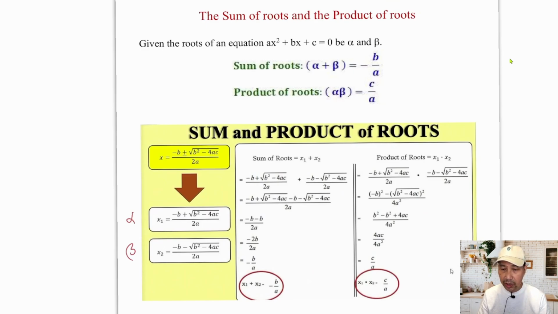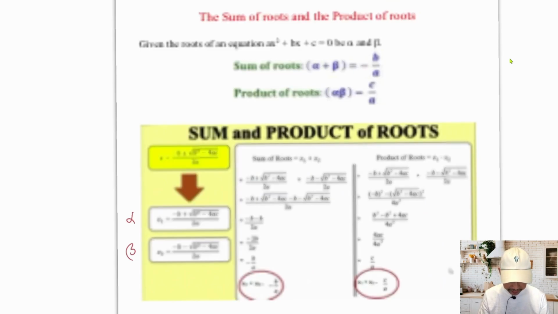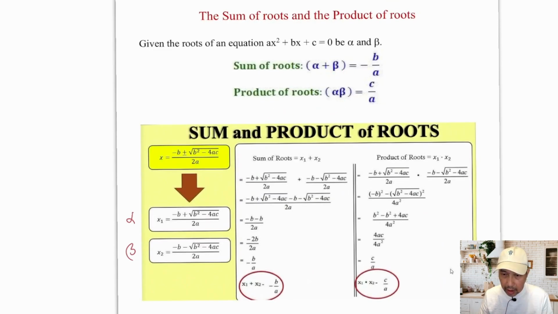We will review the steps involved in simplifying the expressions for the sum of roots and the product of roots. Okay, for the sum of roots, they have the same denominator. So we combine the two fractions, and we can see that we can cancel the square root, and then negative 2b over 2a is negative b over a. Okay, so we have the first formula proof, and then we consider the product of them.